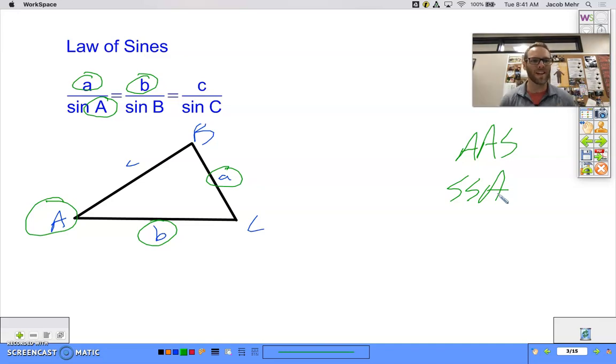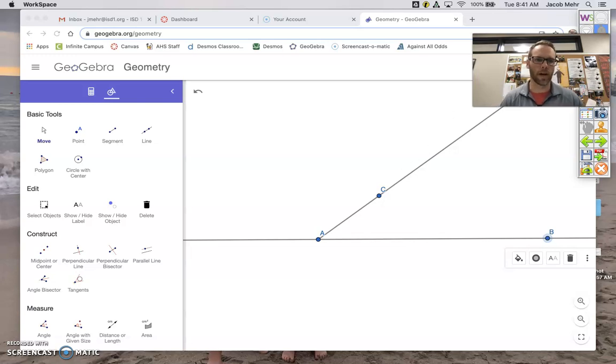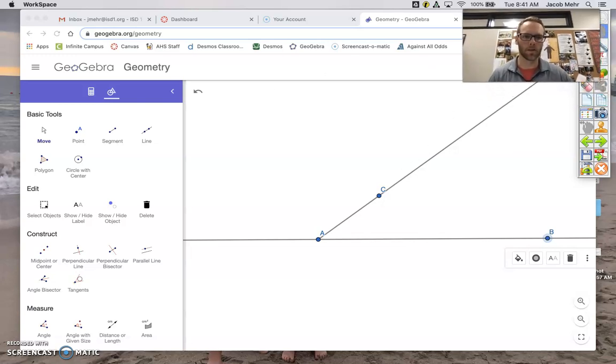We remember that side angle did not guarantee a unique triangle. We had all these different ways of proving triangles are congruent, but side angle was not the information that we needed to guarantee that there was one unique triangle. Let's head to GeoGebra here for a second to look at side angle some more.